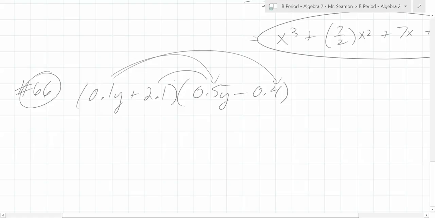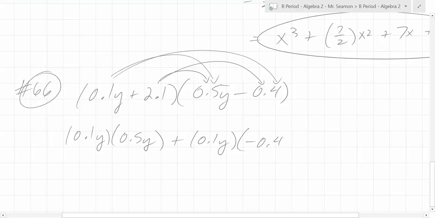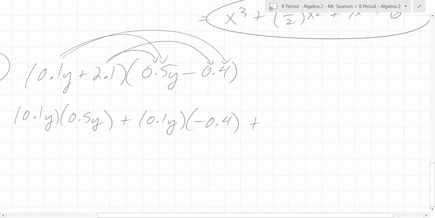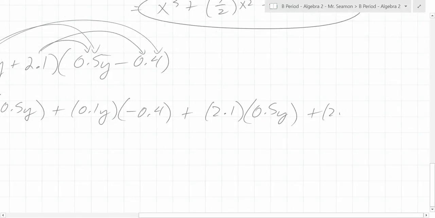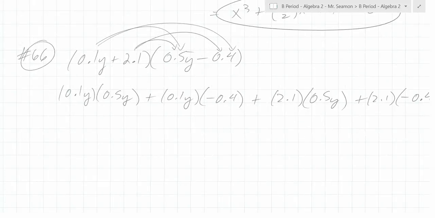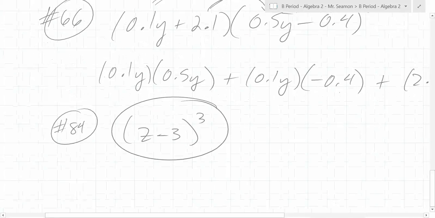Yeah, then 2.1 times everything. Correct. It's everything times everything. So it's going to be 0.1y times 0.5y to begin with, and then 0.1y times negative 0.4. Then what are you going to add to it? 2.1 times what, Katie? Correct. Plus 2.1 times negative 0.4. And then you just need to multiply them out. That's it. That's it.